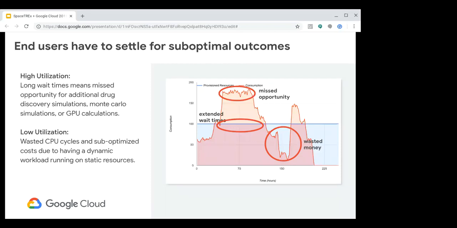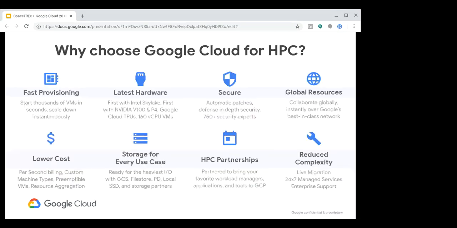So I kind of talked about this already, but it's again the high utilization versus low utilization times. Instead of having a fixed resource, we're offering a flexible resource. And so, advantages of Google Cloud specific to HPC.